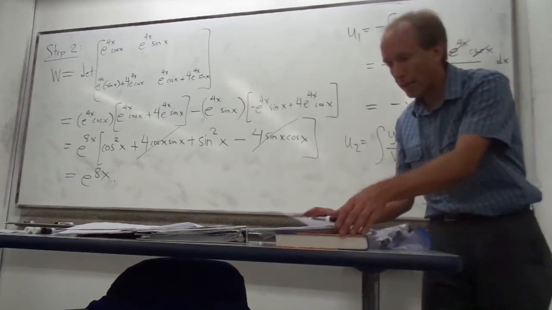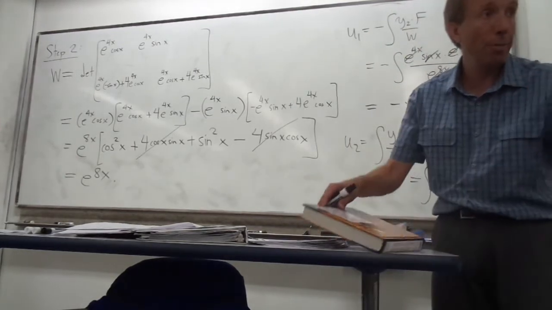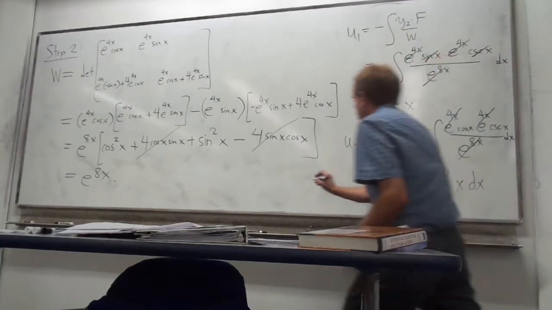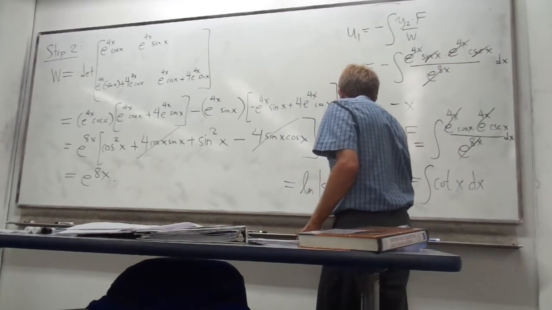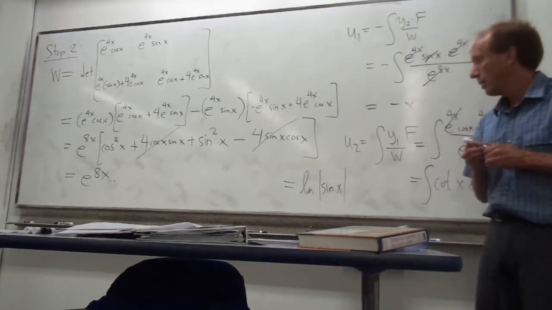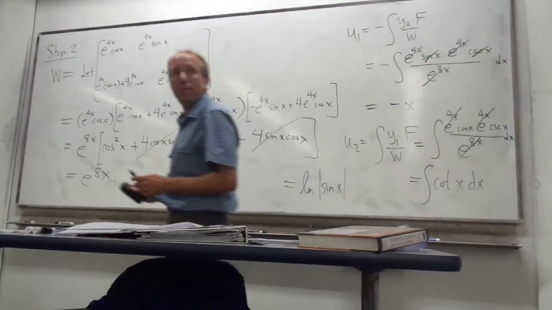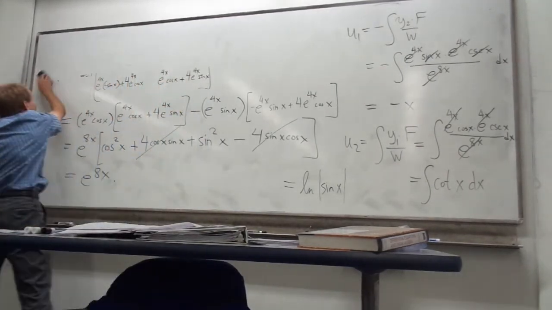Okay, cotangent of x, and this one is in your integral table. So do you have it for me? Natural log of sine x. Okay, so that's natural log of the absolute value of sine of x. Great. So that's my u2 formula. Everybody good with that? Yeah. Okay, so we did the Wronskian, we found the u1 and the u2, not too hard.